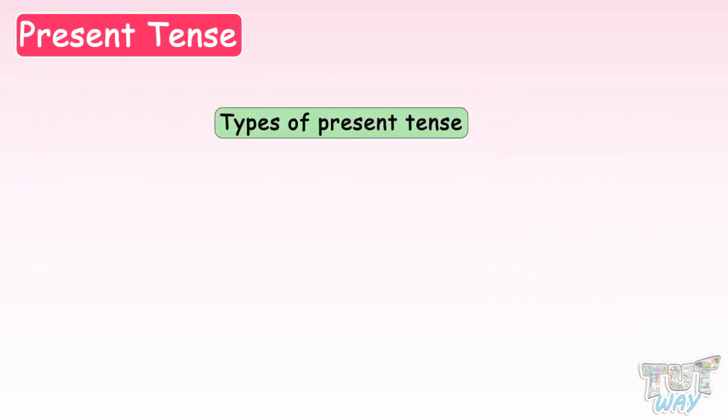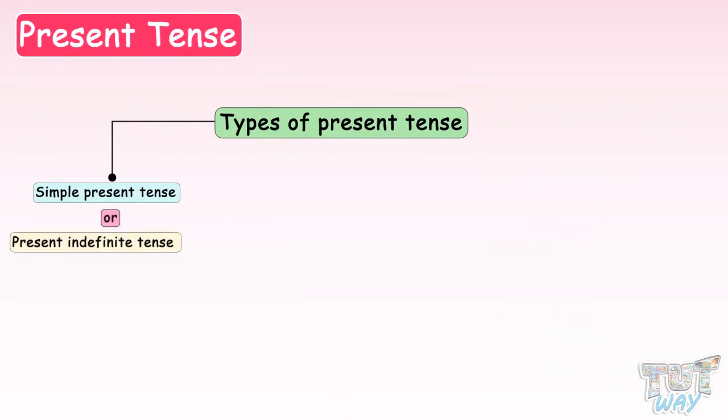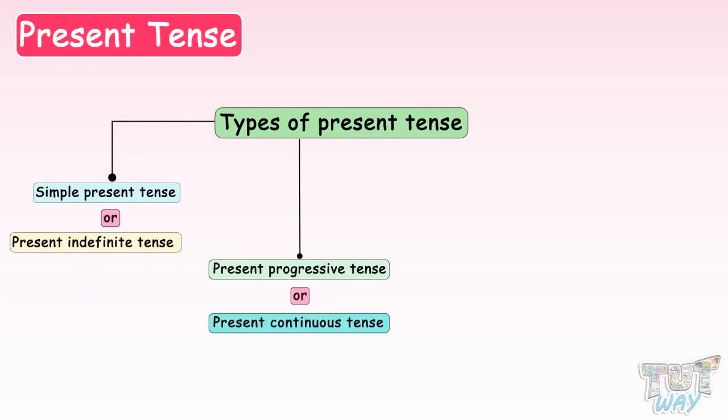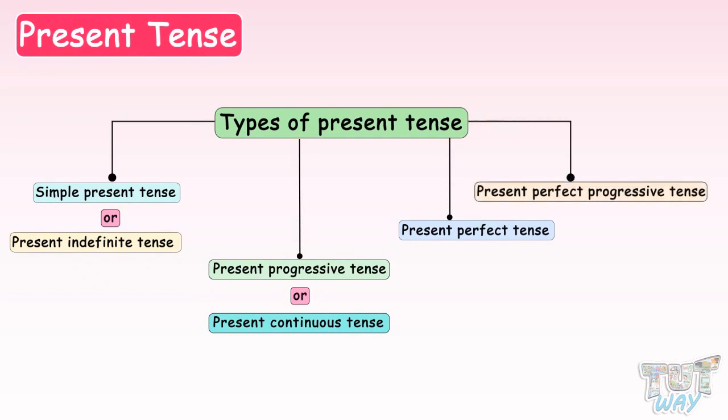Now, let's learn about the types of present tense. Simple present tense or present indefinite tense. Present progressive or continuous tense, present perfect tense, and the next one is present perfect progressive tense. Let's first learn about simple present tense.